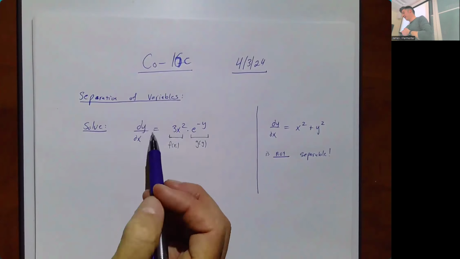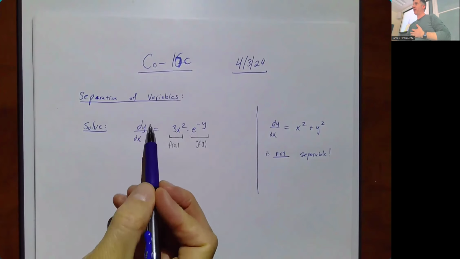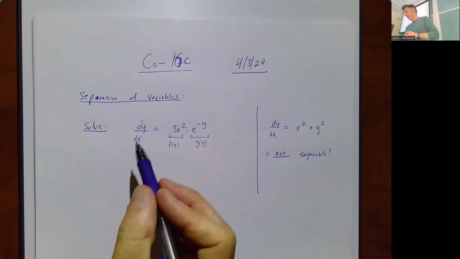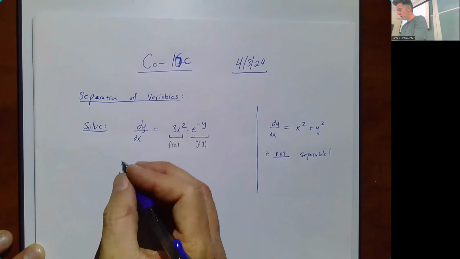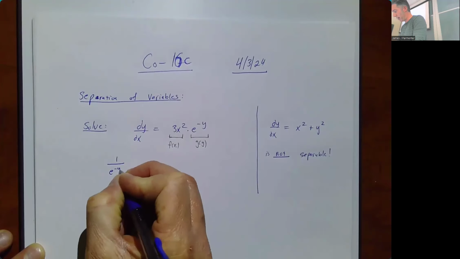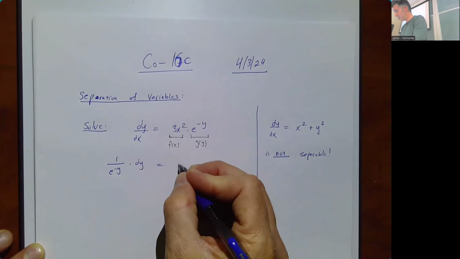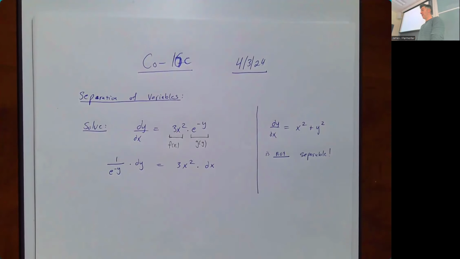So when I'm looking at this, I'm always thinking about I want the d whatever is on top. So I'm trying to separate here, since the dy is on top over here, I'm going to bring the y's to the left, and the x's to the right. This is going to amount to dividing both sides by e to the negative y, and writing 1 over e to the negative y times dy, and multiplying both sides by dx to get 3x squared times dx. And now I've separated my variables. All my y's are on one side, all my x's are on the other side.